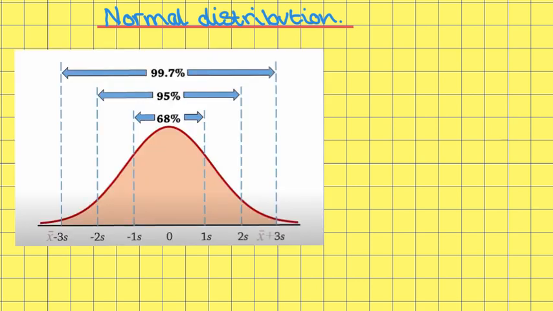The normal distribution is characterized by its bell-shaped curve, which is symmetrical around the mean. The mean, median, and mode of a normal distribution are all equal. The standard deviation of the distribution determines the spread of the curve, with wider curves having larger standard deviations.